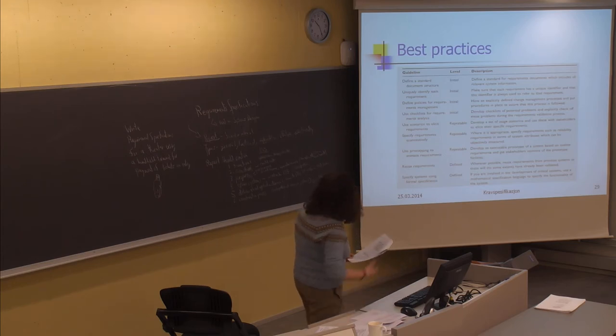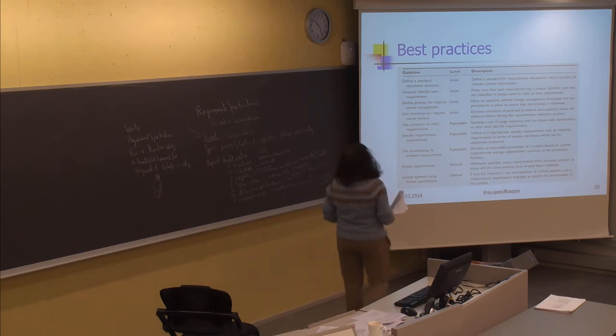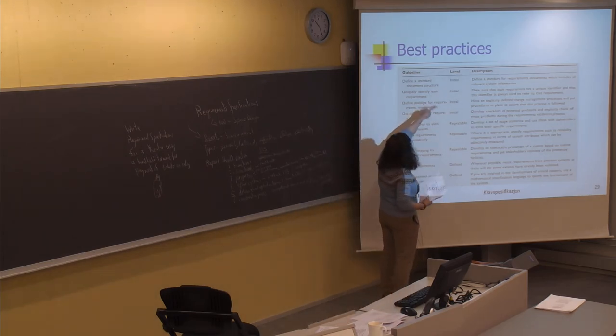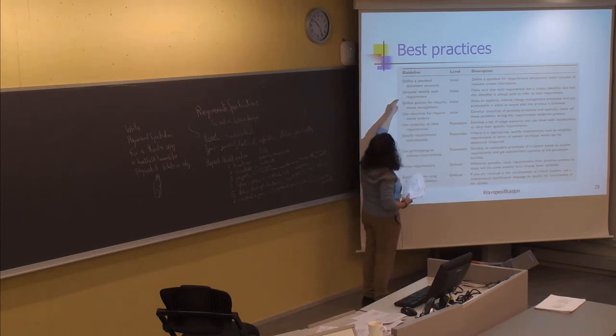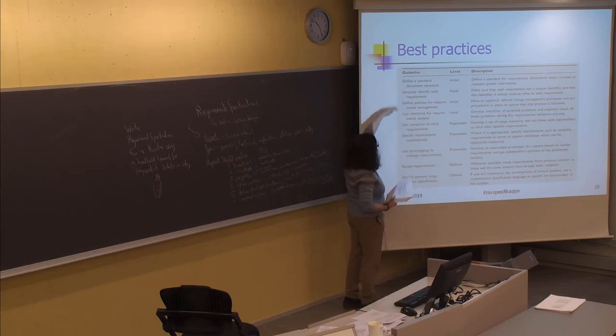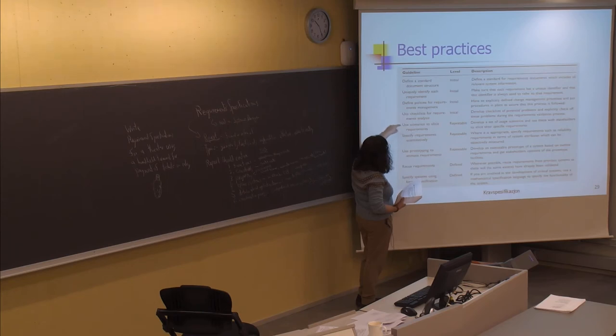And then we have the two stages. We have the initial stage, which defines standards. We need to identify the requirements, define the policies for requirements and standards, and use the techniques for requirements and standards. That's the very first step. And then the repeatable stage is constantly updated requirements, specifying the requirements quantitatively, and using prototyping.